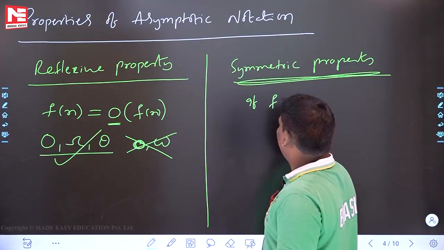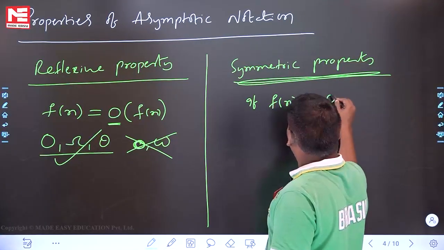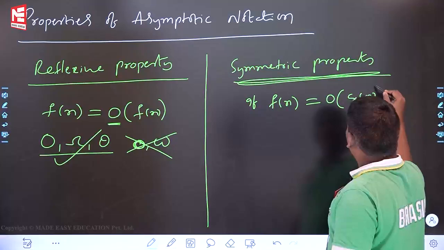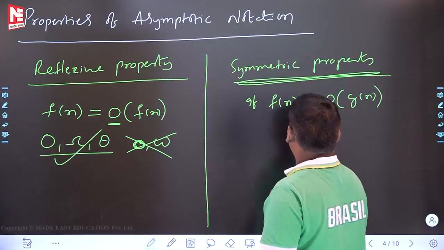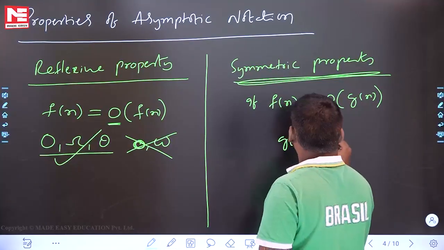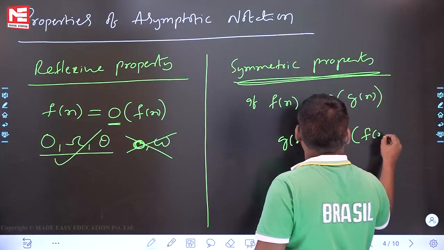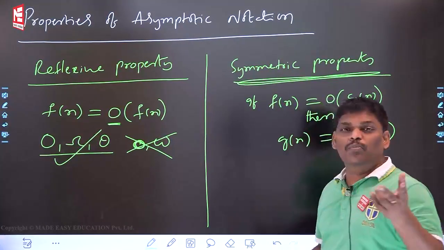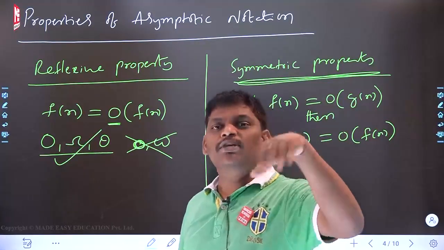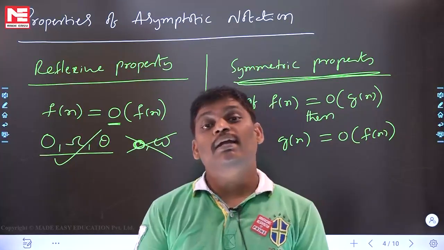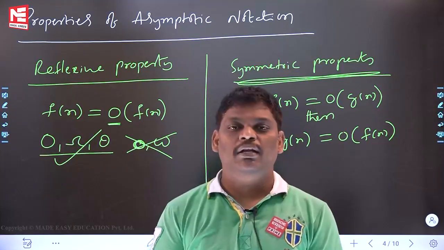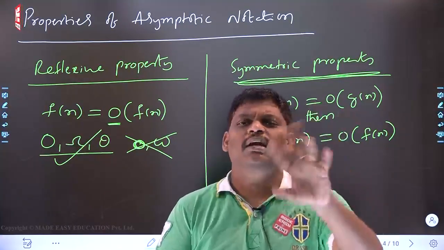If f of n is big O of g of n, then g of n is big O of f of n. That is the meaning of symmetric. Symmetric property means if A is equal to B, then B is equal to A, something like that. A is equal to A transpose, that is the meaning of symmetric matrix. Right? It is something reversing kind of thing.